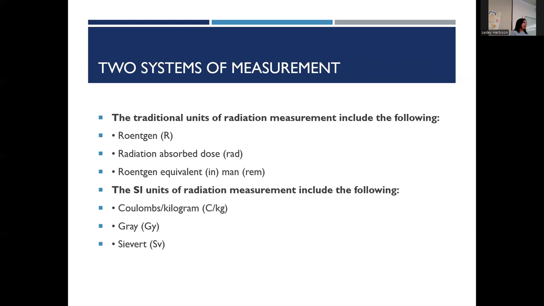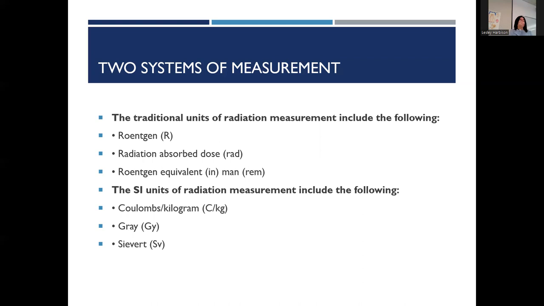There's the traditional system, and you notice it says Roentgen. Who was Roentgen? Yes, the father of dental x-rays, or discoverer of x-rays. So the traditional units of radiation measurement include the Roentgen, which is one measurement, then RAD, which is radiation absorbed dose, and then REM, which is the Roentgen equivalent in man. So those are three different measuring units for the traditional system.